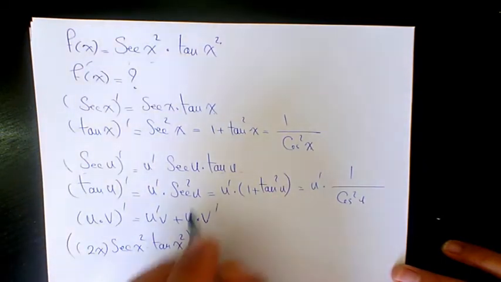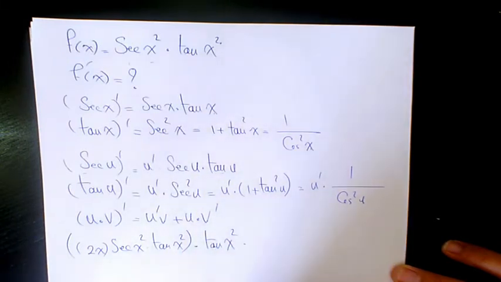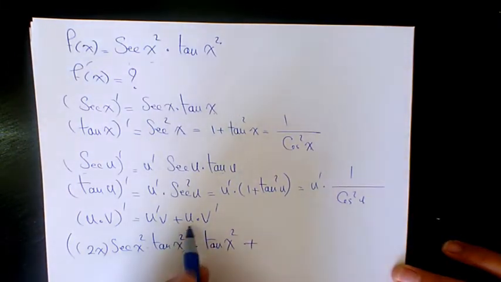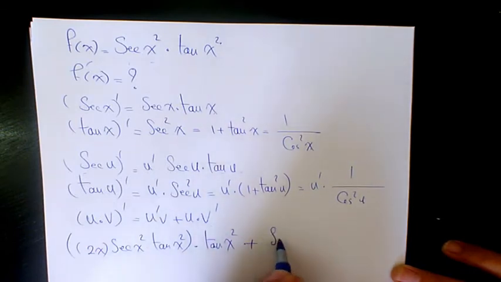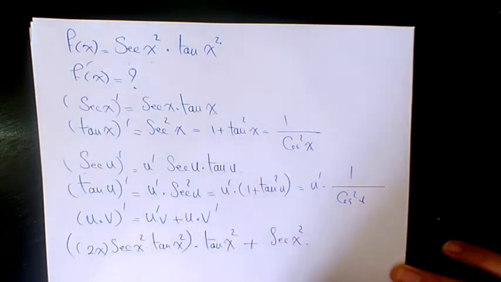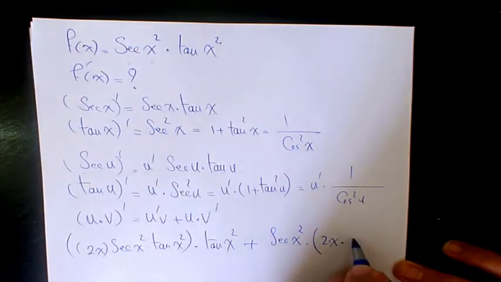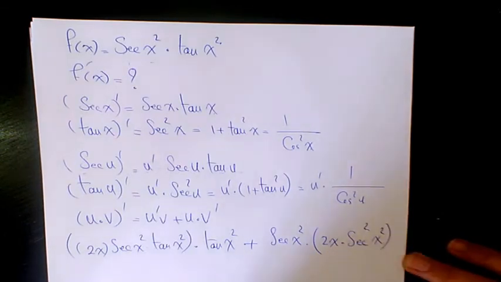V is tan x squared, plus u v prime. U is secant x squared. V prime is the derivative of tan x squared, which will be 2x times secant squared of x squared.